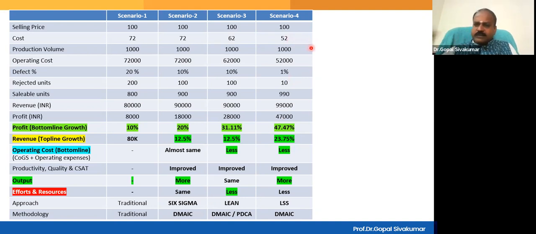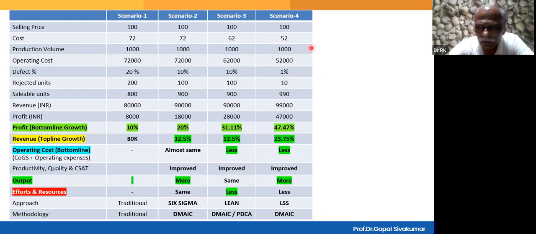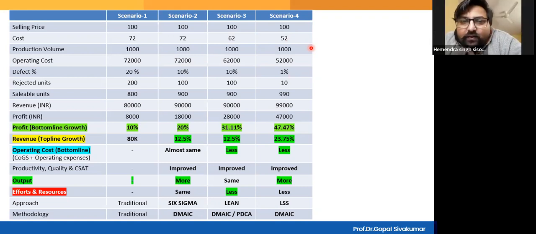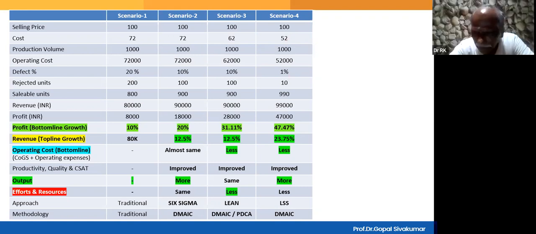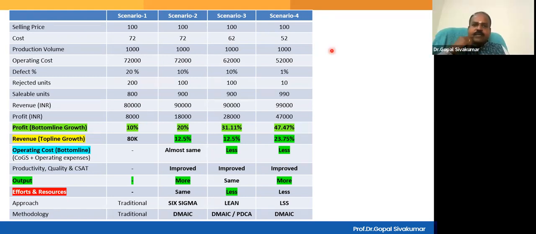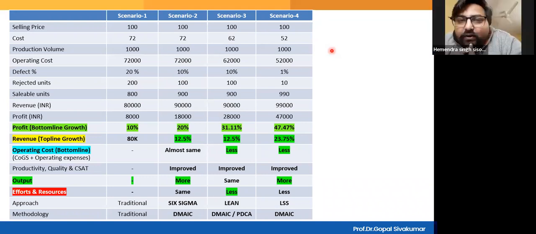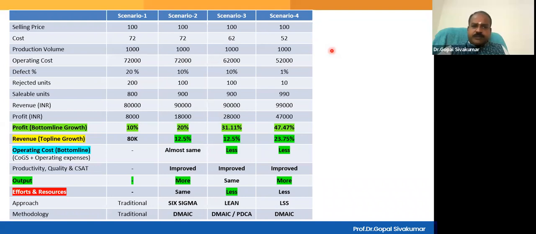Okay, sir, you want to add something? Hemendra Singh, your question has been answered. You have made a question in the chat box. Anyway, Gopal Kumar, he has raised a question. Can you explain the revenue to plain growth? What is that revenue and growth comparison? He was asking. Explain your question, Hemendra. To know that the figure of revenue top line growth, sir? How it comes, sir? Figure of revenue? Top line growth, sir. 80K, 12%.